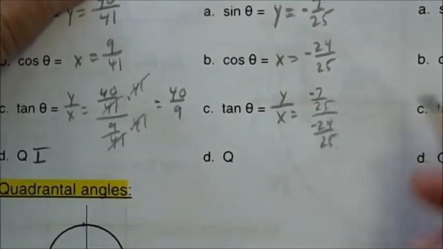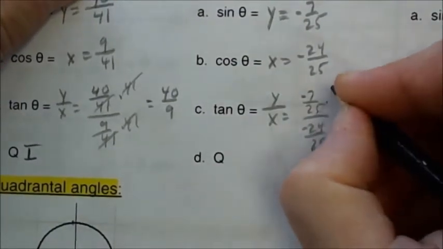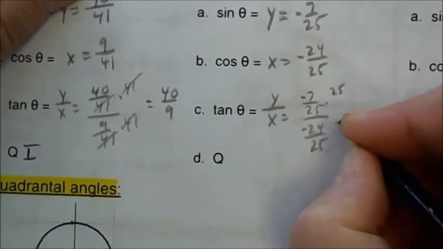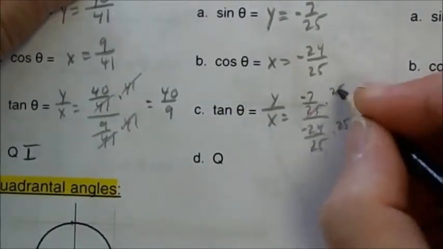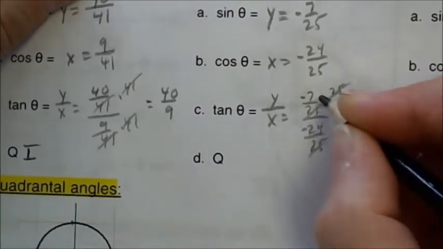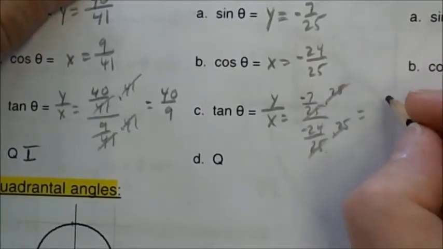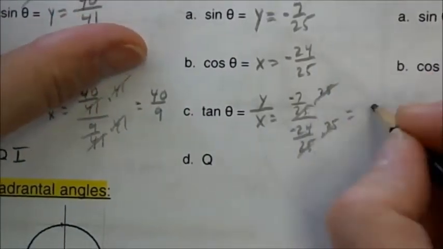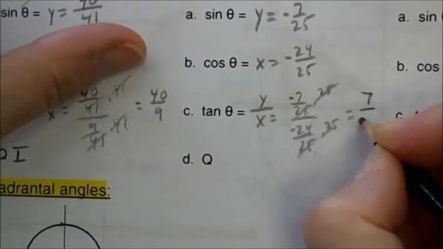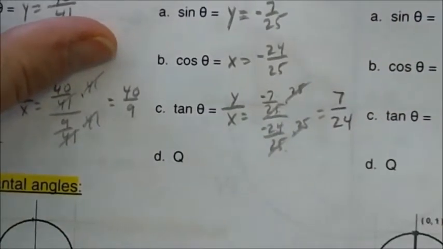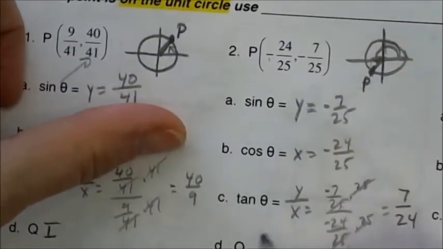We've got our least common denominator already of 25, so if we multiply the top and bottom by 25, the 25s cancel, and we're left with negative 7 over negative 24. Negative 7 over negative 24 is positive 7/24. And what quadrant did we land in? We landed in quadrant 3.